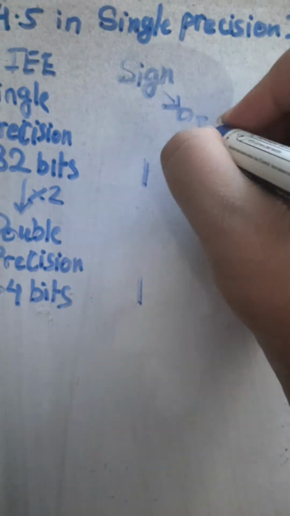0 means positive. Wait a second, the market died just now, so wait a second.